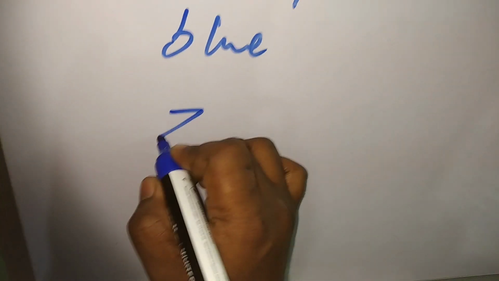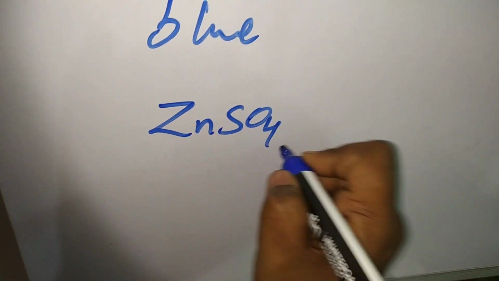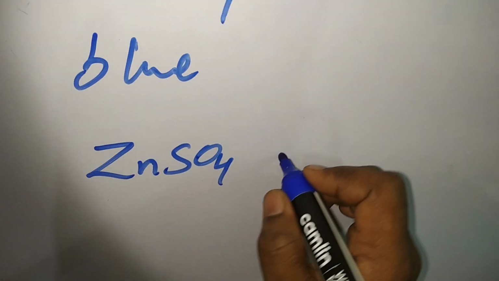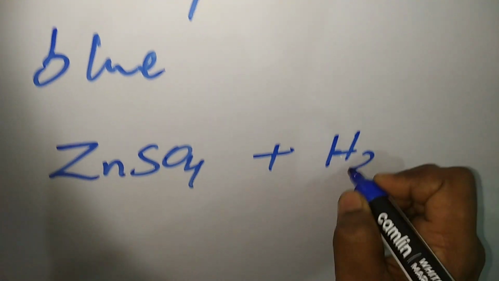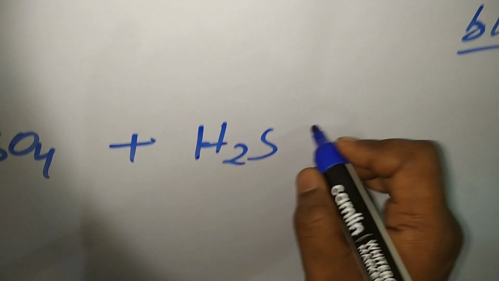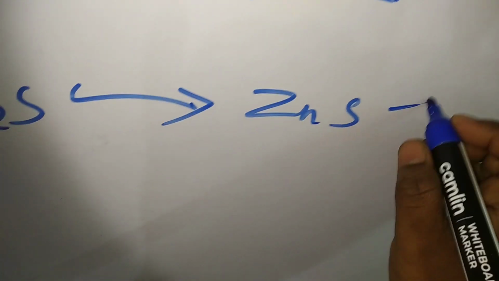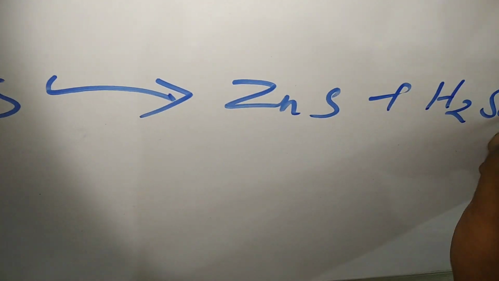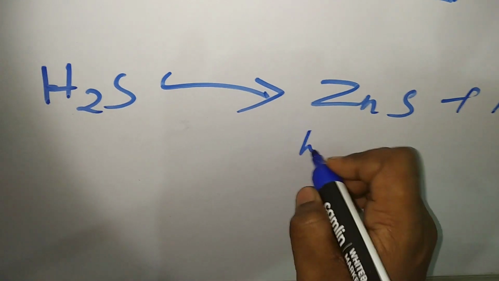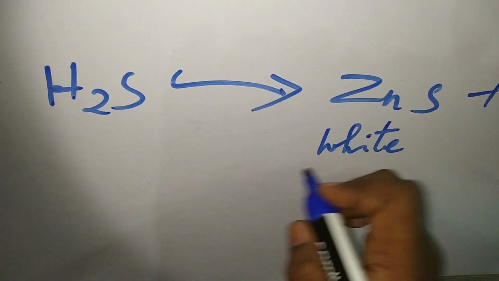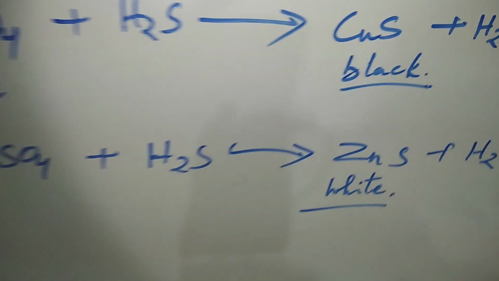See one example. When ZnSO4 reacts with H2S gas, it gives ZnS and H2SO4. This ZnS is white in color. Okay students, understand?